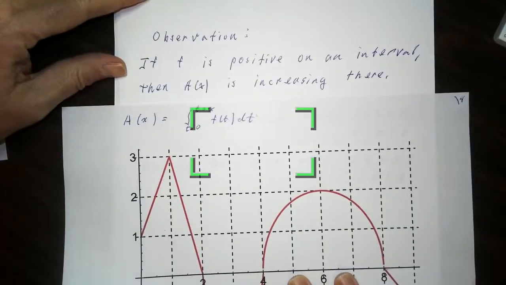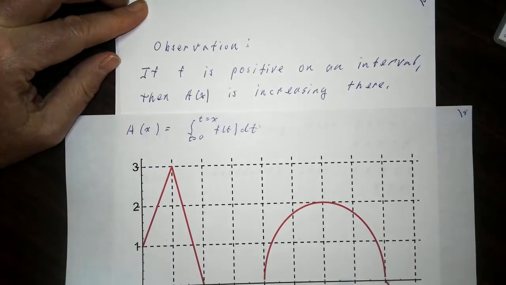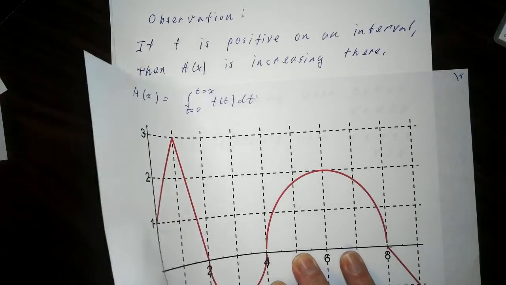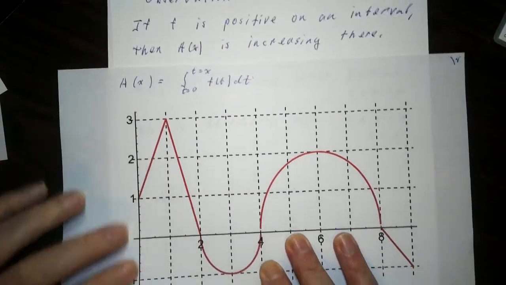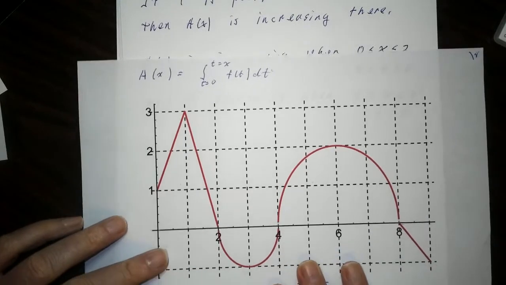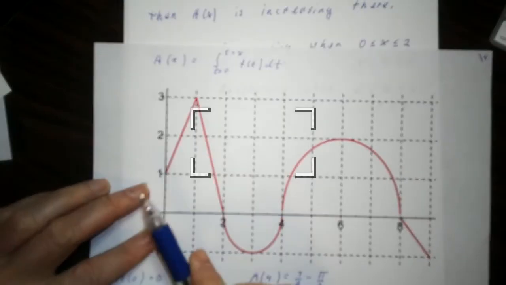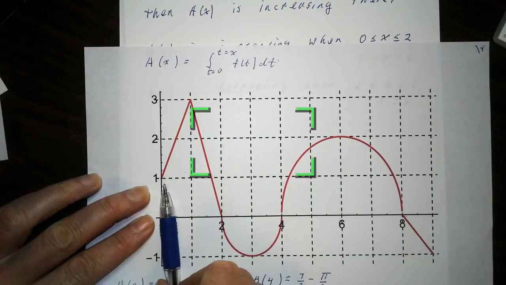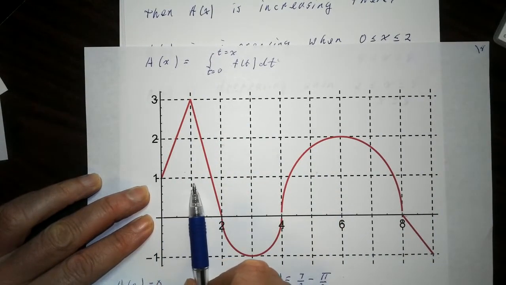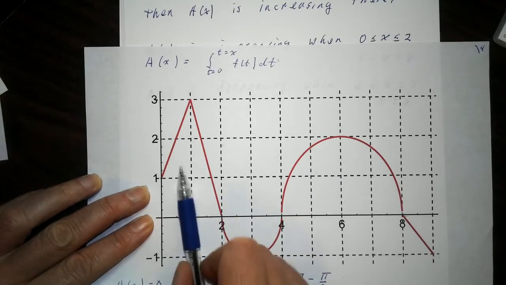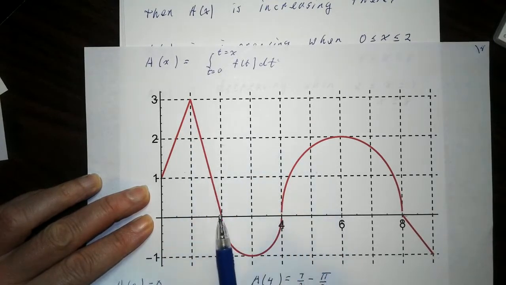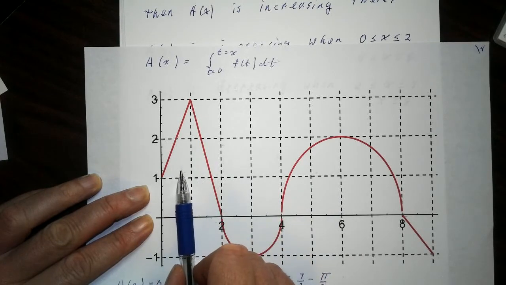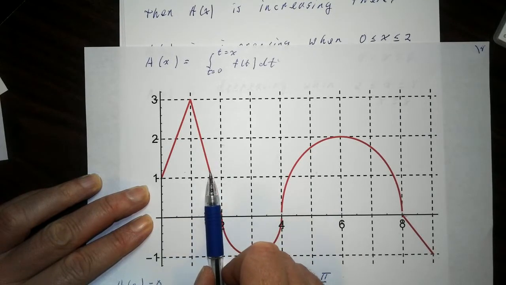Now here are some observations. First, if f is positive on an interval, then the area function is increasing there. And here's why that is. We start counting the area at the origin. As I move my pen from left to right, we are adding on more positive signed area because this graph is above the axis.